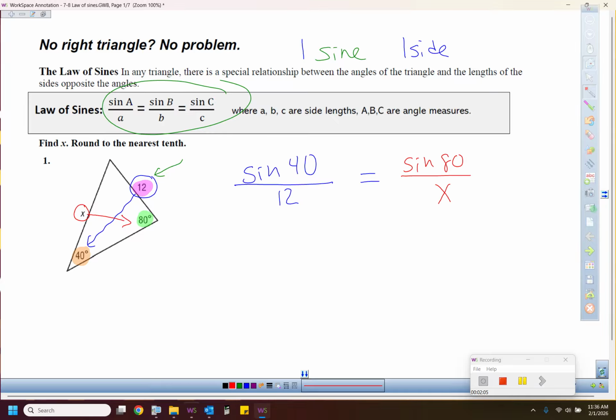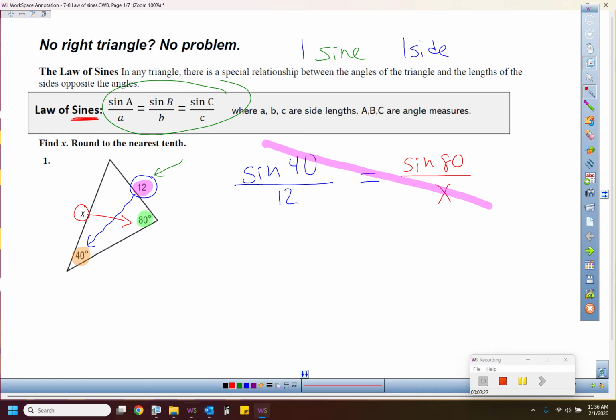And the first question you might ask yourself is, how did you know you used the sine instead of the cosine or the tangent? That's because this one's name is the law of sines. Every time we will use the sine function in this one. And what's cool about this is it's just a straight up proportion we solve with cross multiplication.